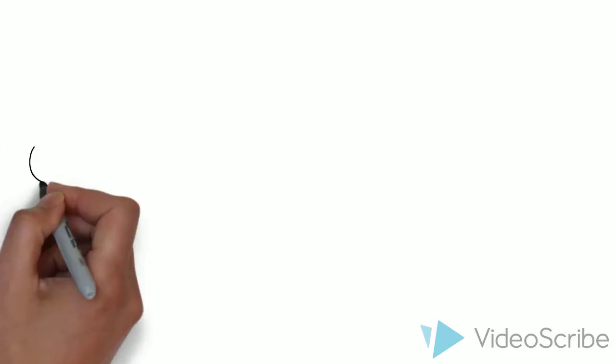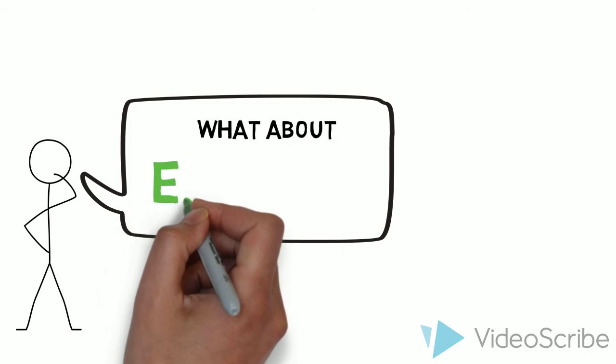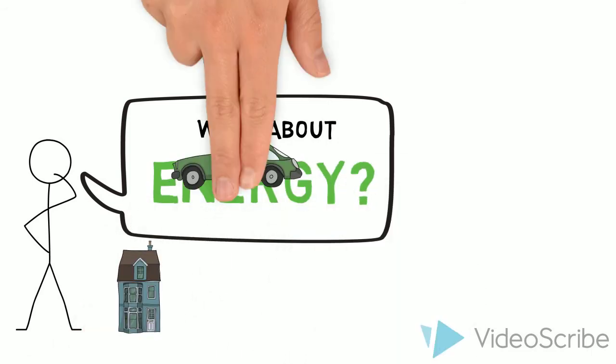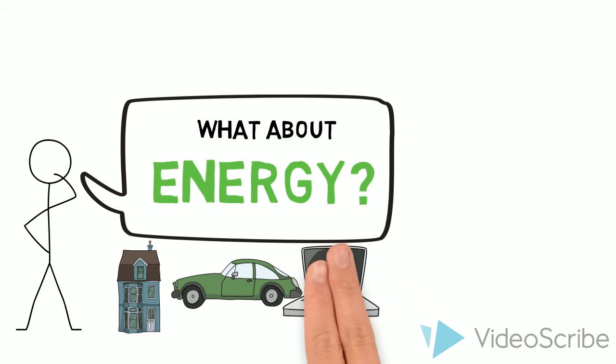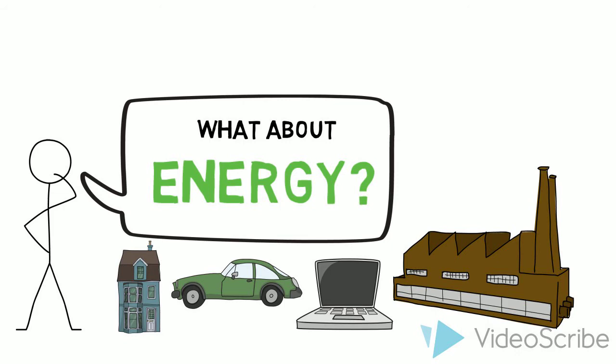Some of you may have noticed that we neglected to explore an important aspect involved in IT during the life cycle analysis: energy. Technology uses energy. We use it to power our homes, our cars, and our electronic gadgets. It's also used for industrial purposes in factories. As such, it's important to examine the impact of the energy we use on the environment.